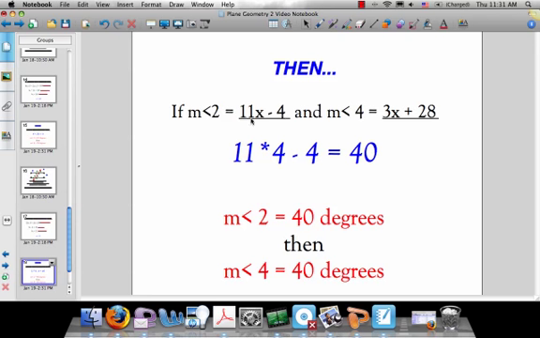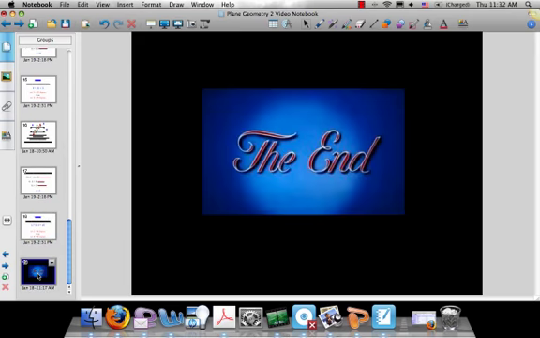So now I got 11 times 4, which gives me 44, and then take 4 away from that gives me 40 degrees. So the measure of angle 2 is 40 degrees, and because they're congruent, the measure of angle 4 equals 40 degrees. But if I wanted to check my work, I take that 4 again, I plug it into 3x plus 28. 3 times 4 makes 12, and then 12 plus 28 does again give me 40 degrees. So that's how we do an example using our algebraic expressions if my two angles are congruent. So to rehash this, we did 2 examples where 2 angles were supplementary and then 2 angles were congruent. Ladies and gentlemen, I hope you find this helpful and informative.